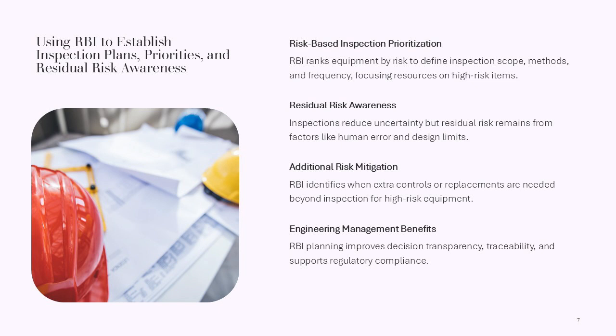In situations where inspection cannot adequately control risk, such as equipment approaching end of life, susceptibility to brittle fracture, or very high consequence failure scenarios, RBI may indicate the need for additional risk mitigation measures. These may include changes in operating conditions, material upgrades, equipment replacement, protective systems, or procedural controls. RBI therefore supports informed decision-making by highlighting when inspection is appropriate and when alternative risk management actions are required.